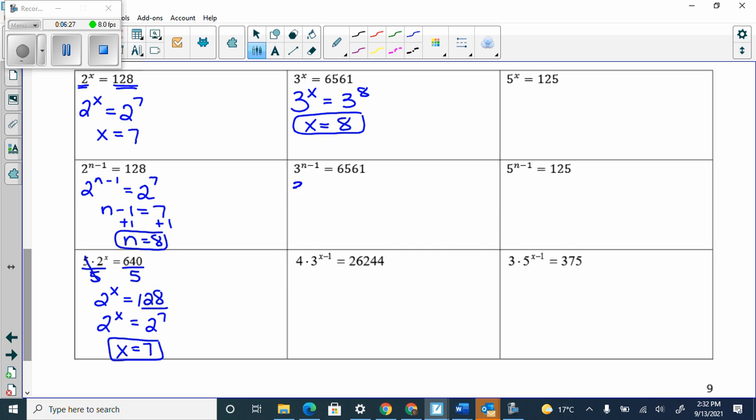Now this one I have 3 to the n minus 1 equals 3 to the 8, because 6,561 is 3 to the 8. Now instead of saying x equals 8, what's this one going to be? N minus 1 equals what? 8. Because this exponent must equal this one if the bases are the same. And then I need to get n by itself, so I add 1. So n equals 9.